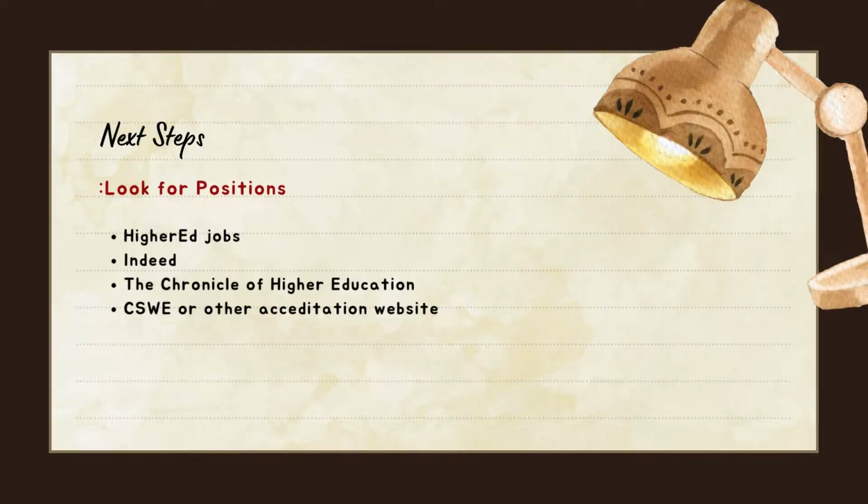Next steps when it comes to looking for positions: HigherEdJobs, Indeed, the Chronicle of Higher Education, or CSW or any other accreditation website can be really good places to look. HigherEdJobs has a system where you can actually put in your search terms and create a job agent, so you get emails with any jobs that come up that fit your criteria. So if you're really serious about pivoting and going into this field specifically, I really recommend that you go ahead and put in your parameters and just get the job agent. So whenever those positions pop up, you get the automatic email so that you know it's available in your area.